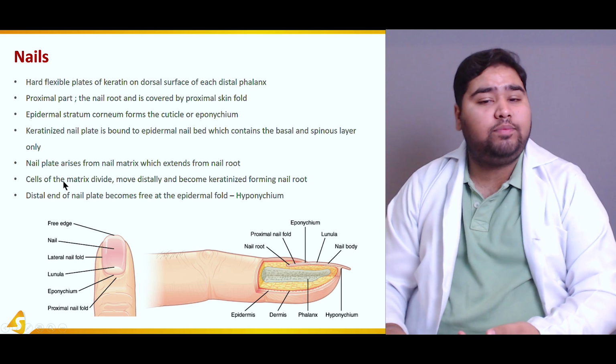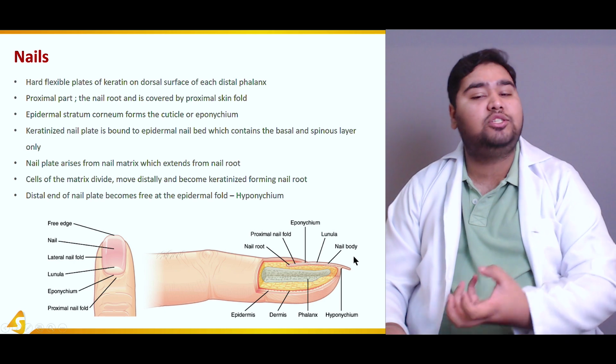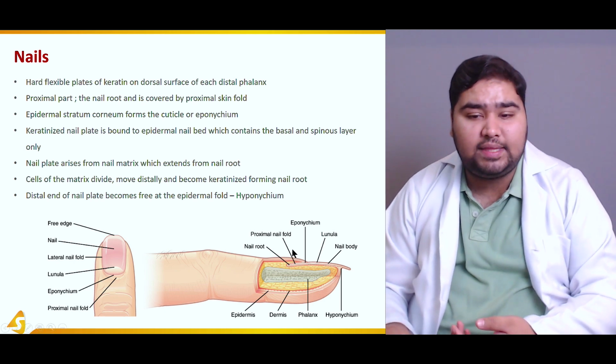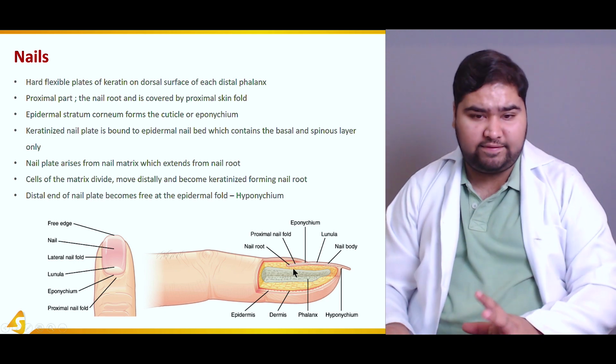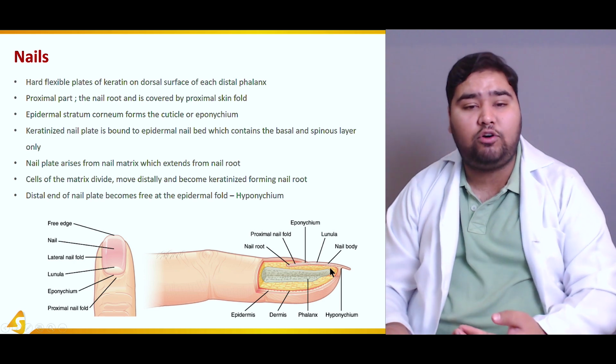Nail plate arises from the nail matrix. This nail matrix gives rise to the nail plate. What happens is cells of the matrix continue to divide and they move distally and become keratinized, and hence they form the nail root.